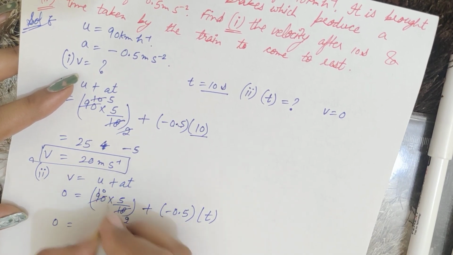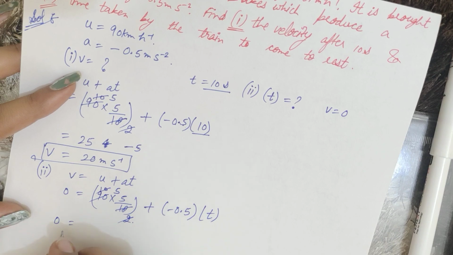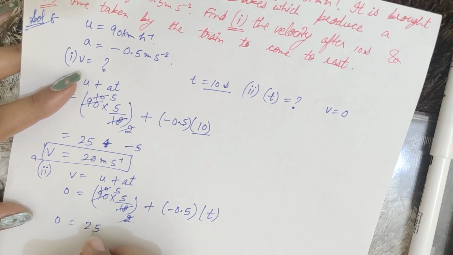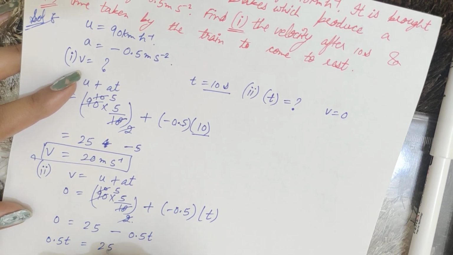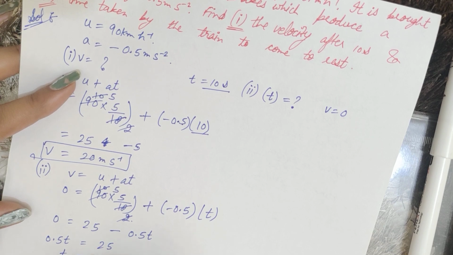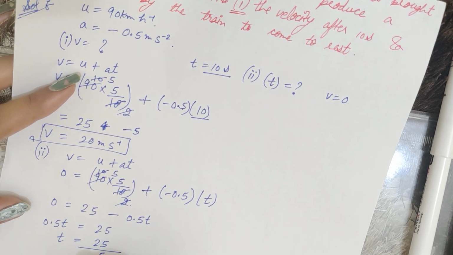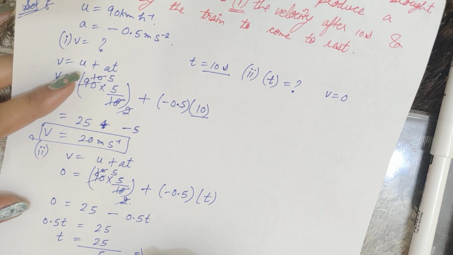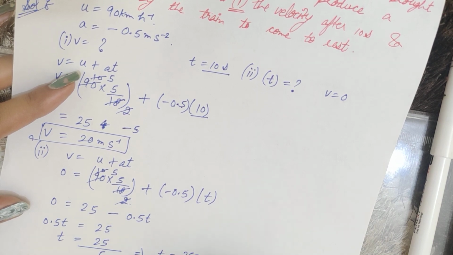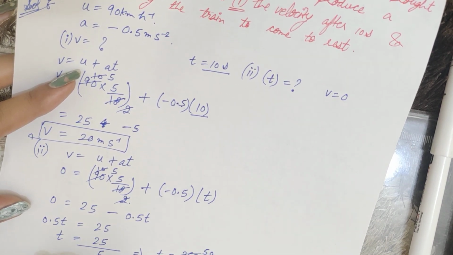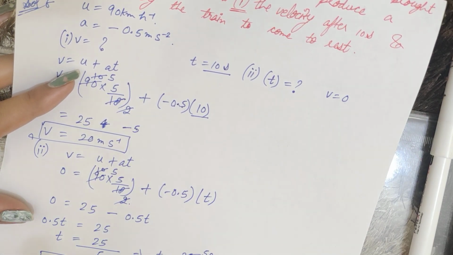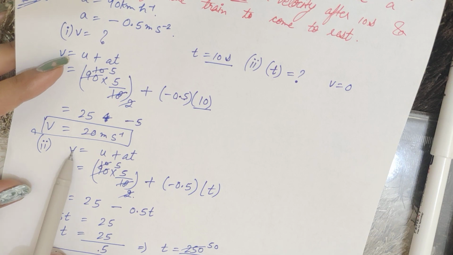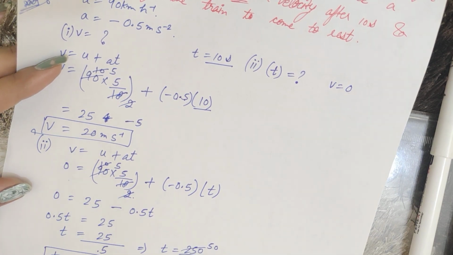So 0 is equal to 9 2s are 18, 9 5s are 25. So 0.5t is equal to 25, or t is equal to 25 by 0.5. That I can write as t is equal to 250 divided by 5. 5 5s are 25, 0. So t is equal to 50 seconds is the answer. At the time when 50 seconds will pass, the final velocity v will be 0. The train will come to the rest position then.